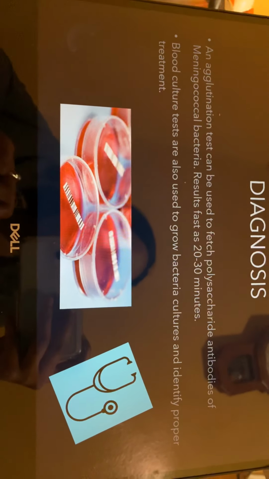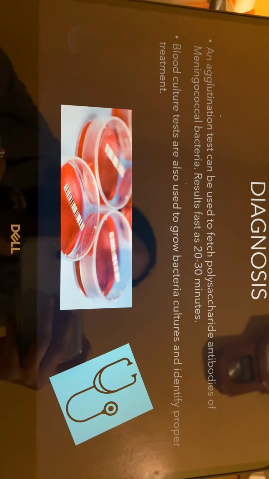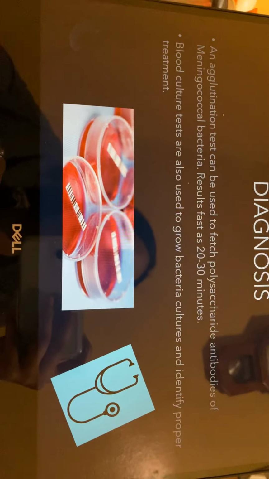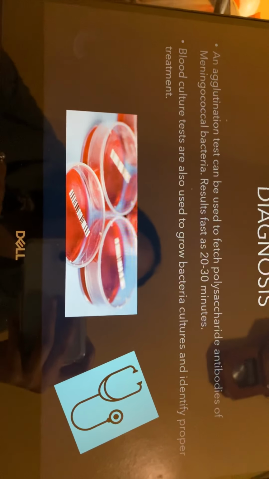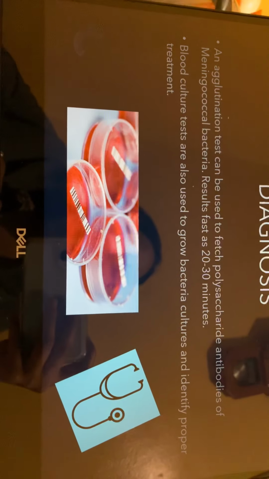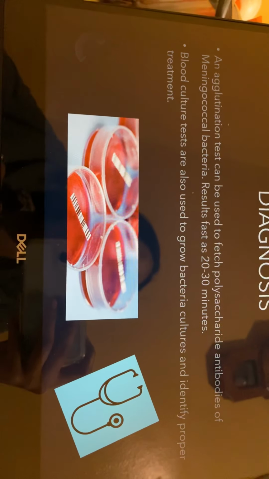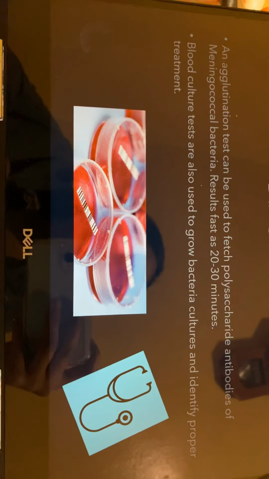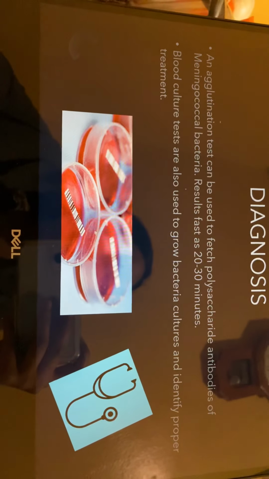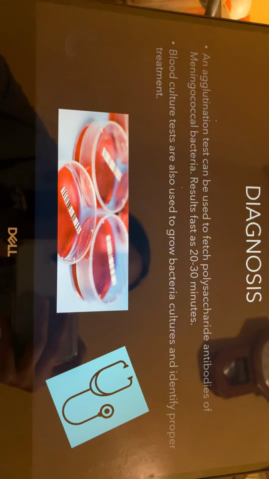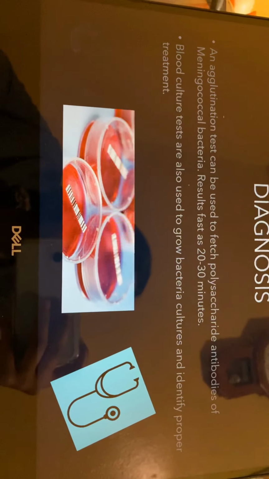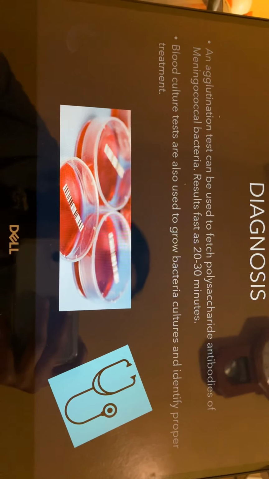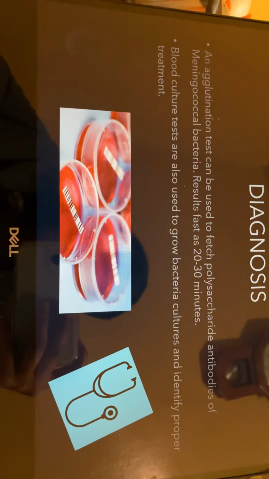When diagnosed, an agglutination test is usually performed. It is used to detect polysaccharide antigens of meningococcal bacteria, and results are as fast as 20 to 30 minutes. Blood culture tests are also used to grow bacteria cultures and identify proper treatment. So there are my pictures of my culture test dish.